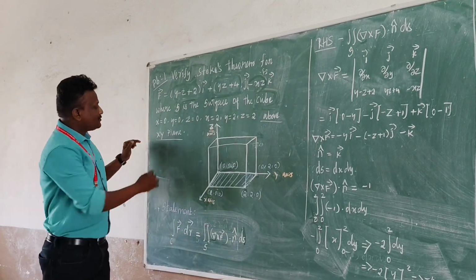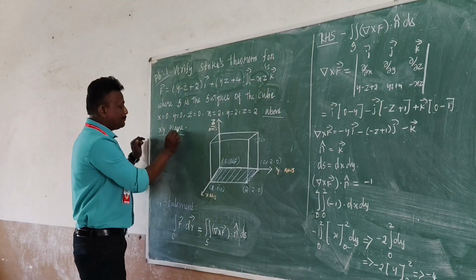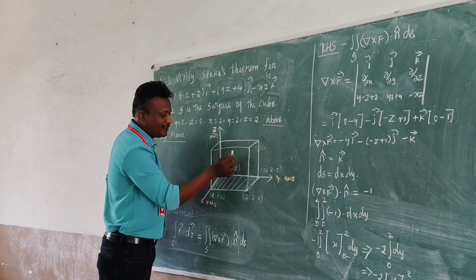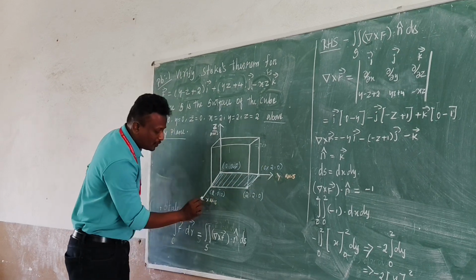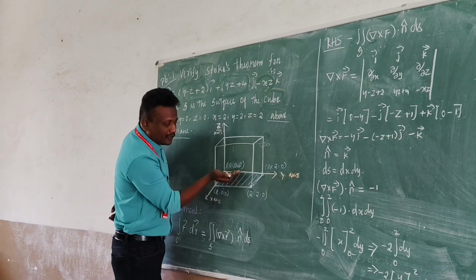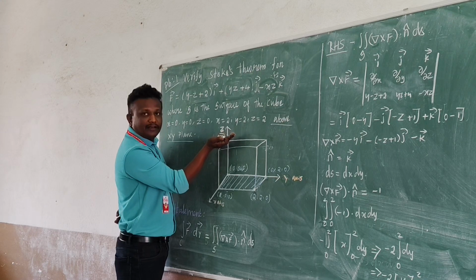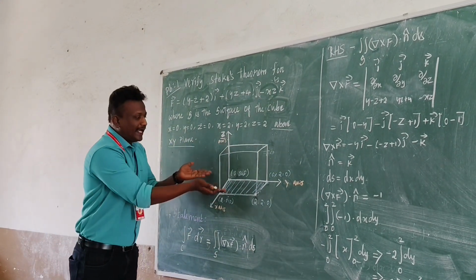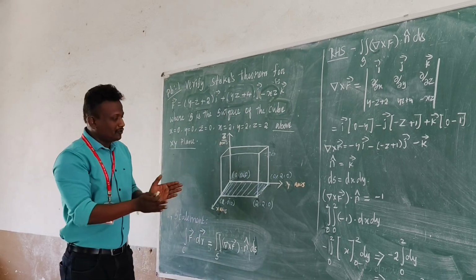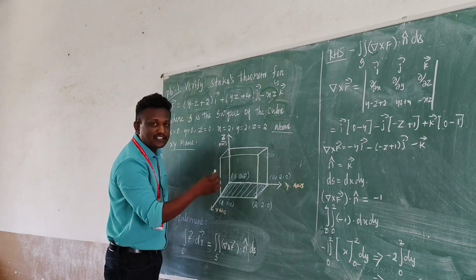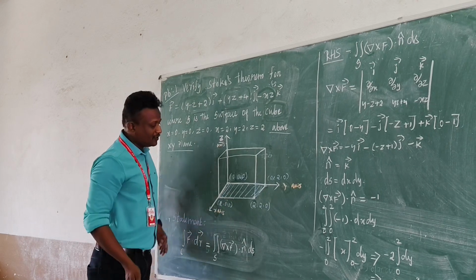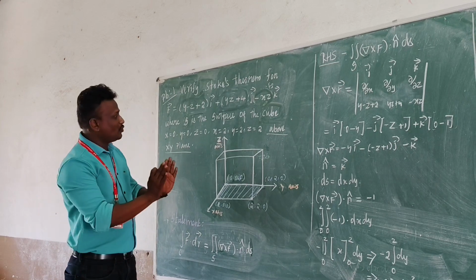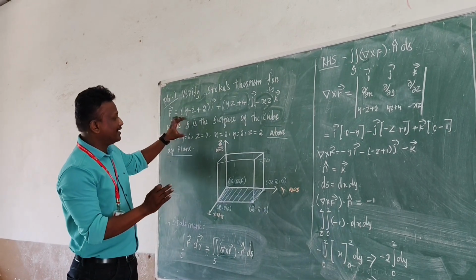Here the phrase "above the xy plane" is very important because S is the surface which is above the xy plane. Xy plane means this is x, y. They are mentioning only above the xy plane, which means the surfaces above the xy plane are closed. So this bottom surface is not closed, it is open. The above surfaces are closed. This is what they are saying in the question.